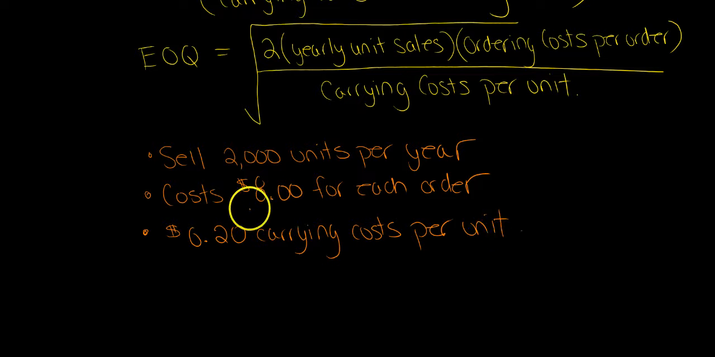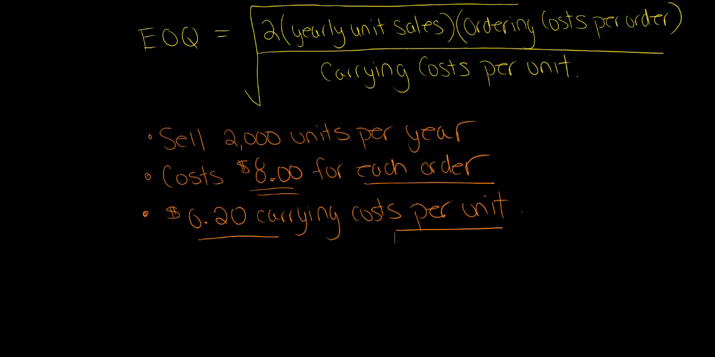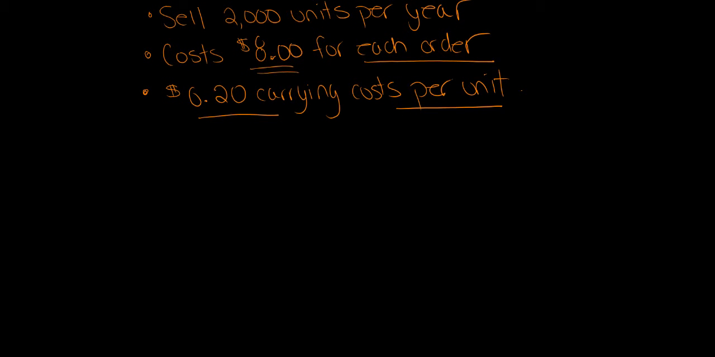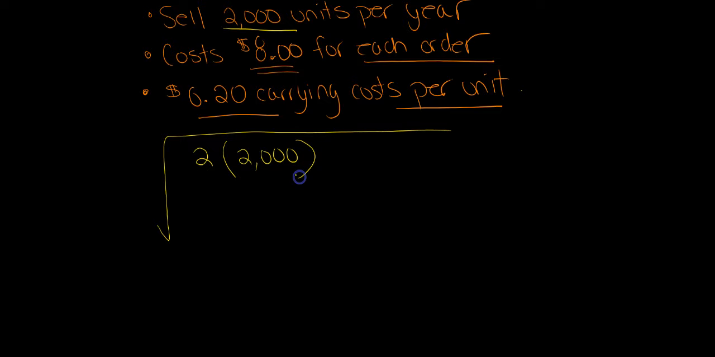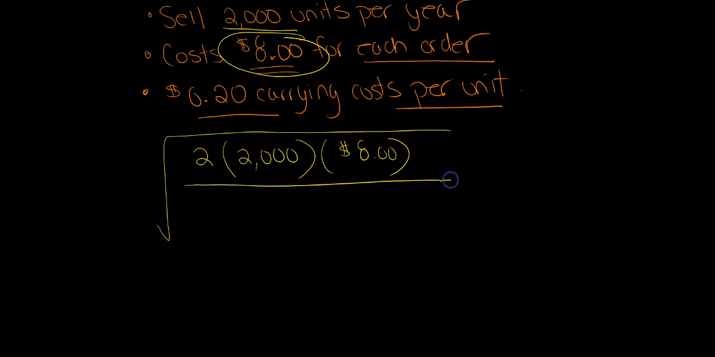Okay, so I might just backtrack a little bit here. The $8 is for each order, not per unit. The carrying cost is associated per unit. So now we can go ahead and run the formula. I'm going to take 2, multiply that by the 2,000 units, and then multiply that by my $8, which is my ordering costs, and then divide that by 20 cents per unit, which is my carrying costs.